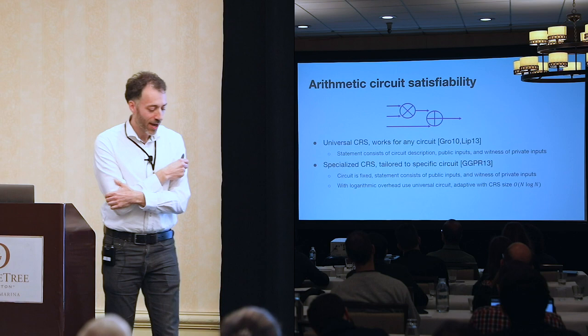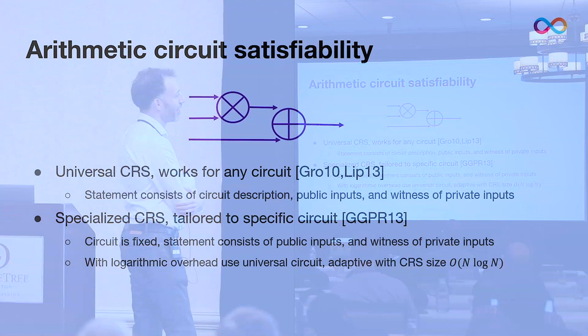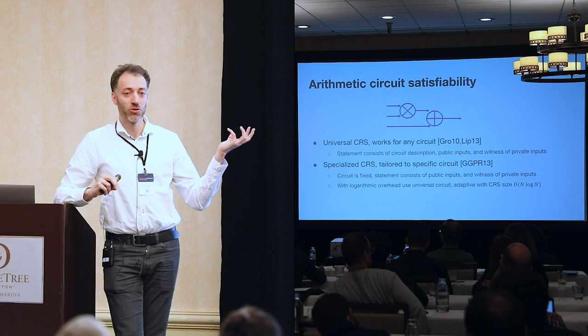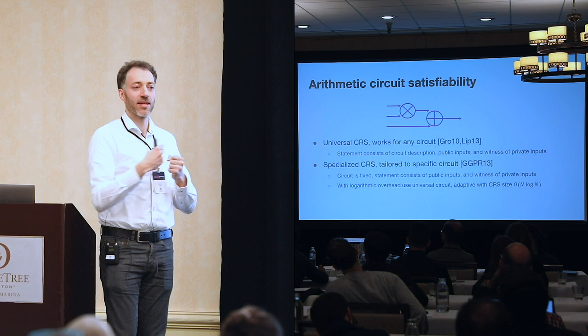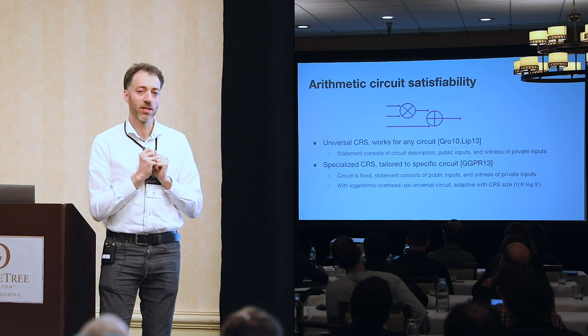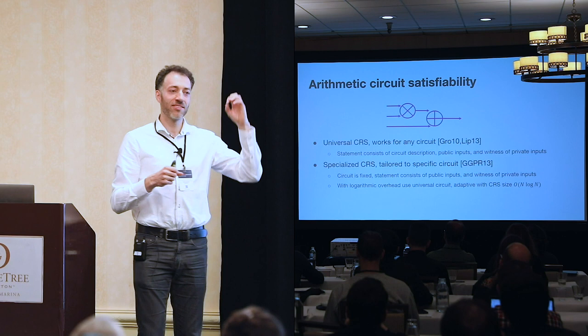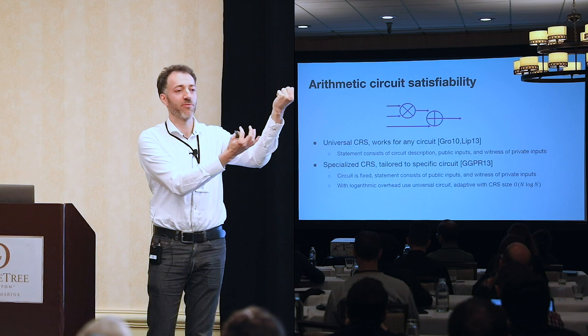Okay, so basically these are proofs for arithmetic circuit satisfiability. I wanted to point out one thing that I think people are not so aware of and maybe should be aware of. Arithmetic circuit satisfiability is not just one thing, there are two versions of it. Either you say, just give me an arithmetic circuit, maybe some public inputs, and I'll prove that I have some private inputs to this that satisfy everything. That's the universal circuit arithmetic satisfiability. And then there's a specialized circuit satisfiability where you have a fixed circuit, and now I'll construct a common reference string that handles this specific circuit, okay?